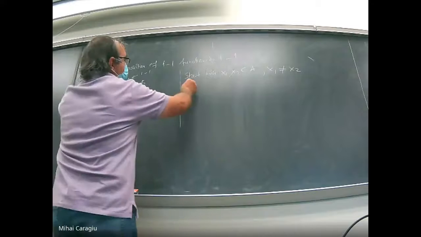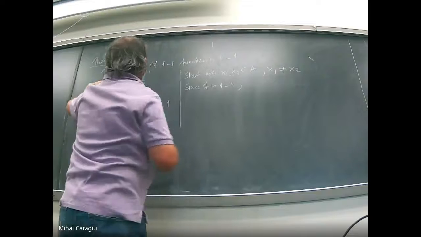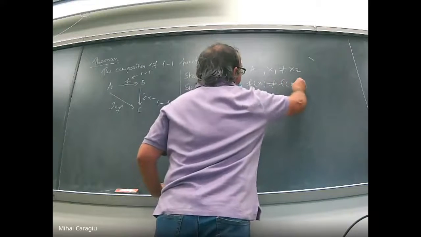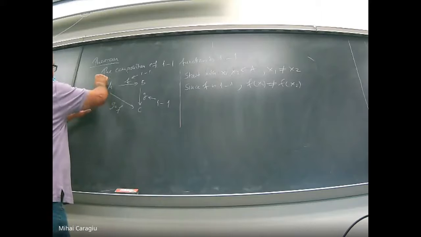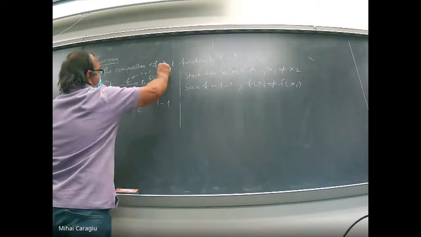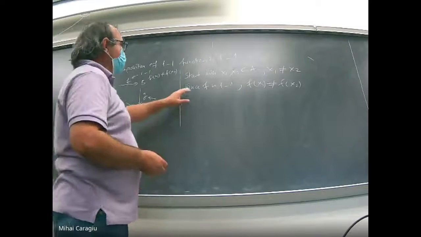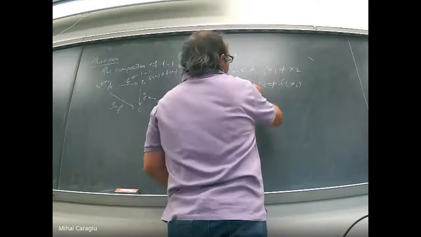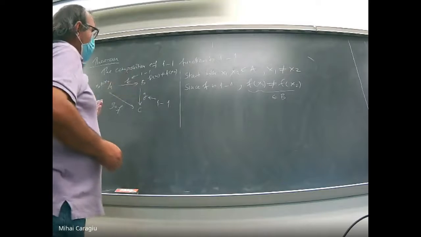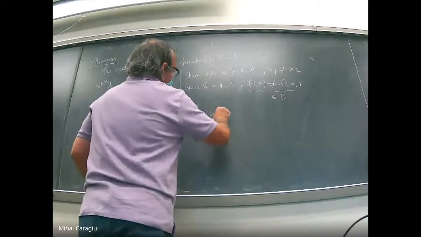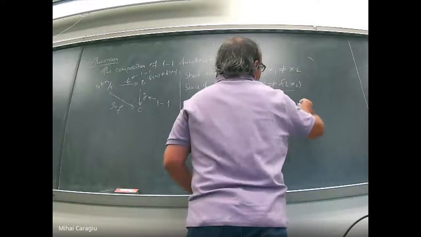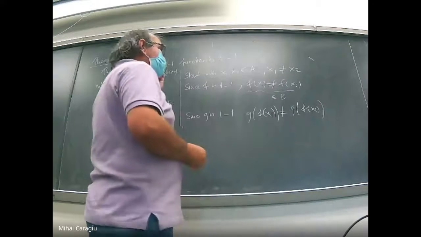Because f is one-to-one, different elements stay different under f. So f of x1 is not equal to f of x2. Now we have x1 not equal to x2 in the first set, and in the second set f of x1 not equal to f of x2, both belonging to B. To those different elements, if we apply the function g, which is again one-to-one, then g of f of x1 is not equal to g of f of x2, on the account that f of x1 and f of x2 are not equal.